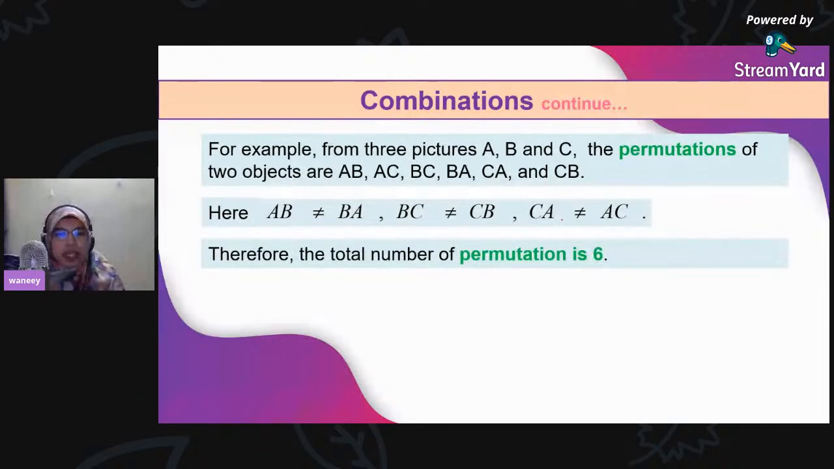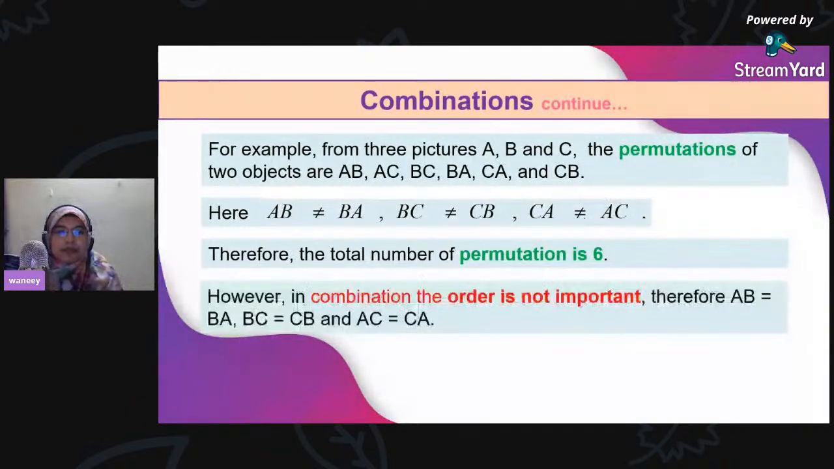Therefore, the total number of permutation is 6. So in permutation, the order is important. So AB is not equal to BA. So AB is the first way to arrange them. So AB, second is BA, third is BC, the fourth is CB, the fifth is CA, the sixth is AC.